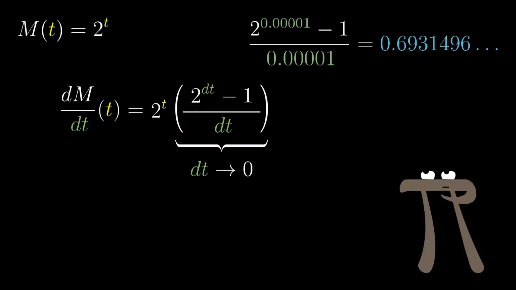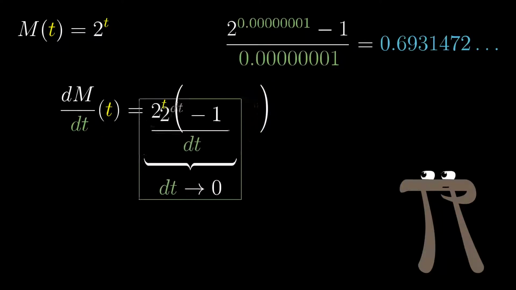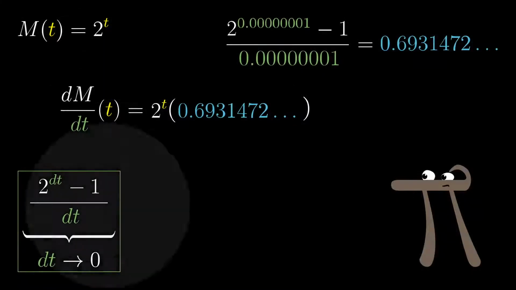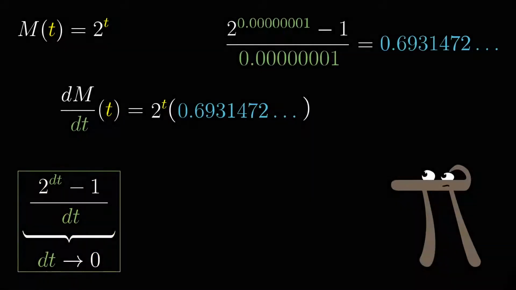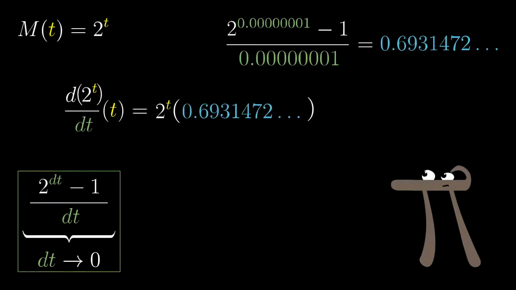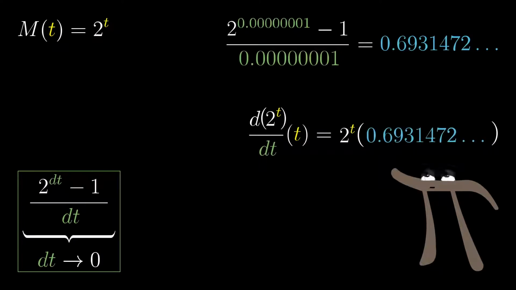What you'll find is that for smaller and smaller choices of dt, this value approaches a very specific number, around 0.6931. Don't worry if that number seems mysterious. The central point is that this is some kind of constant. Unlike derivatives of other functions, all of the stuff that depends on dt is separate from the value of t itself. So the derivative of 2 to the t is just itself, but multiplied by some constant.